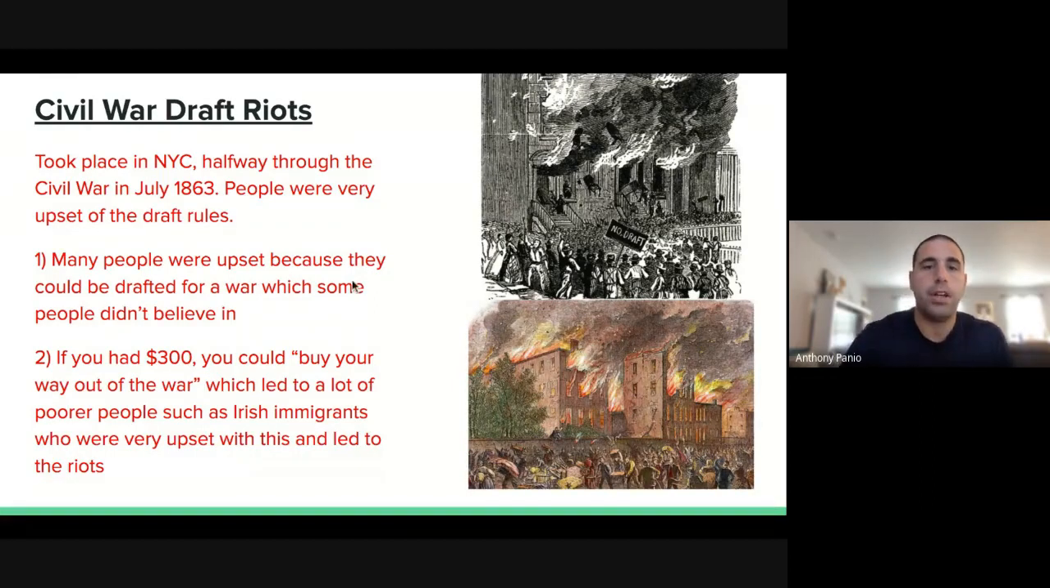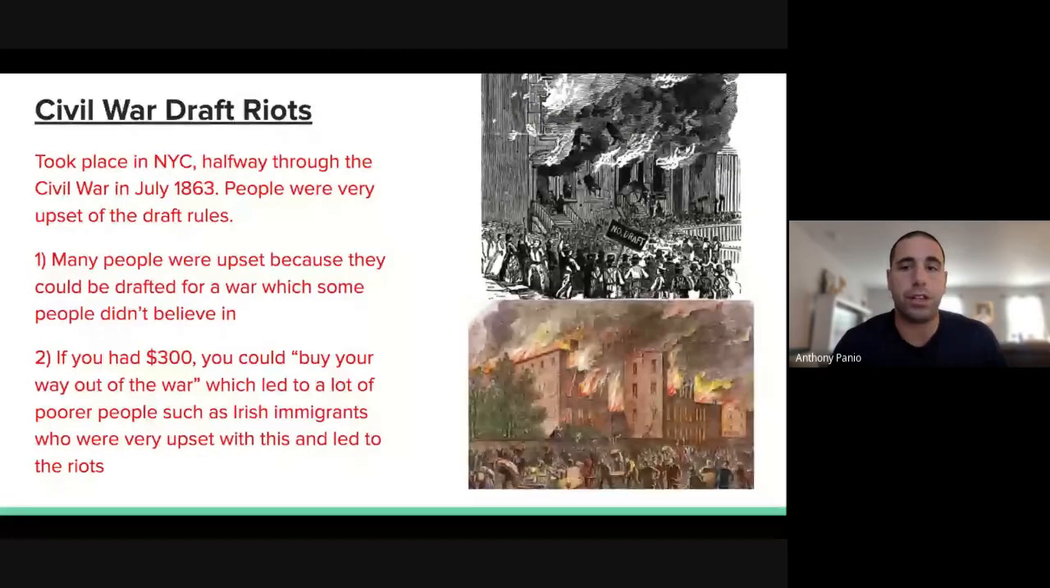So number one, many people are upset because they could be drafted for a war which some people didn't believe in. A lot of people that were drafted at the time were Irish immigrants. These are people that came from Ireland. These are people who never owned slaves. Many people from Ireland had nothing to do with the slavery issue. They did not really care much about it.